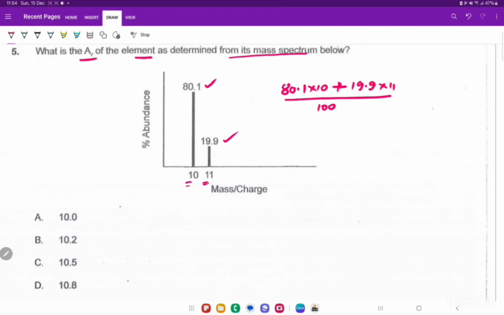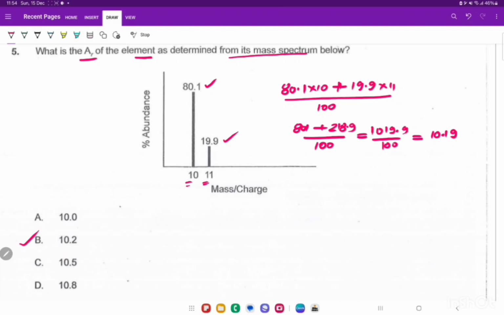80.1 into 10 is 801, plus 19.9 into 11 is 218.9. That gives 1019.9 divided by 100, that comes out to be 10.19, which is approximately 10.2.